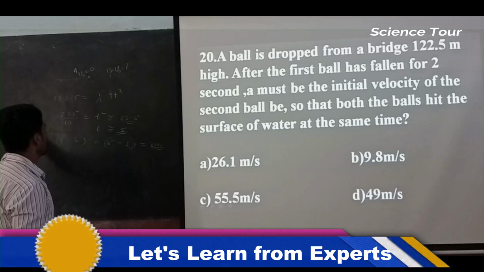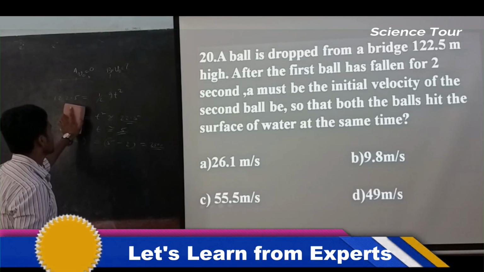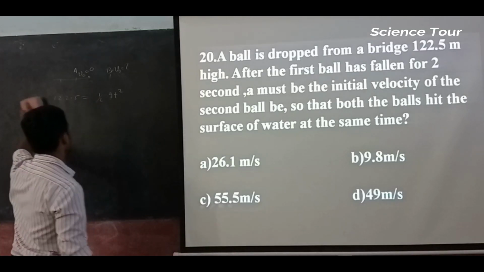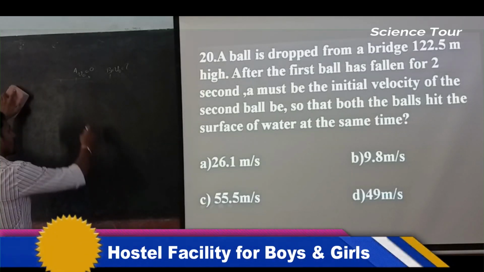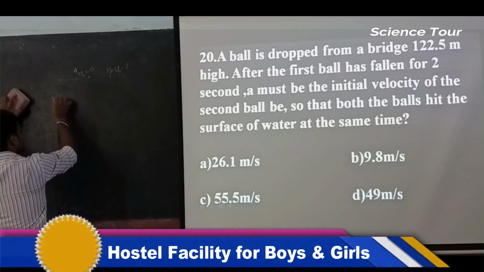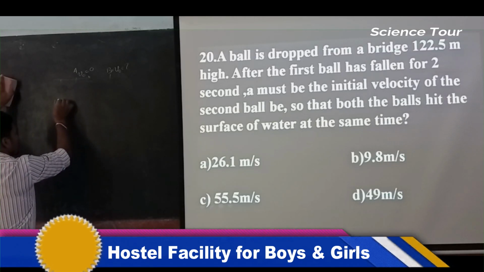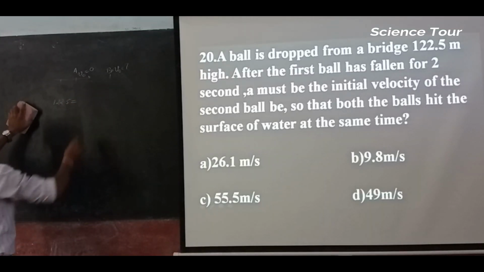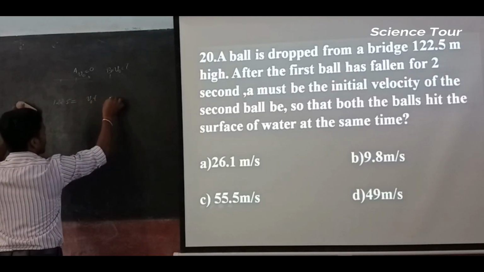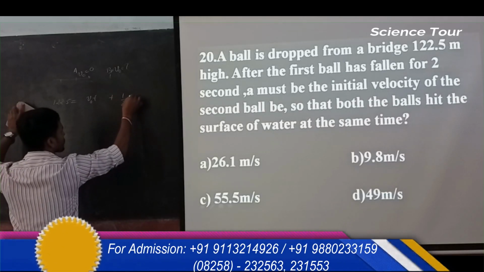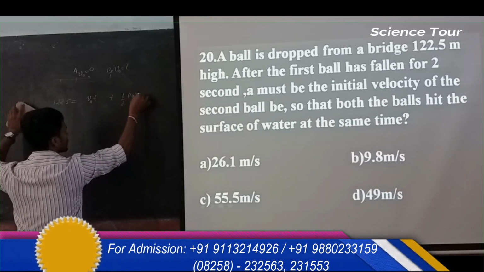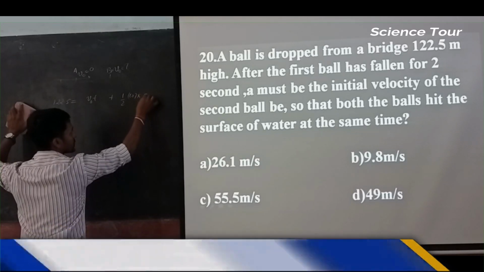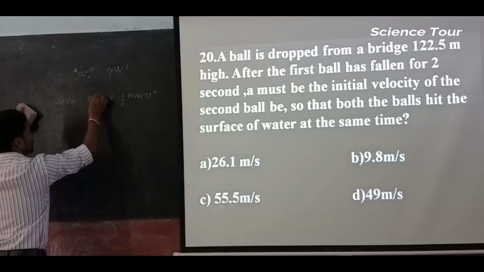Now I'll erase this. The second one will take 3 seconds to reach the ground. We have to find out the velocity. So again, x is equal to v naught t plus half a t square. x is 122.5, and v naught t we have to find out. V naught t plus half g, which is 10, into t, which is 5 minus 2, that is 3, whole square.